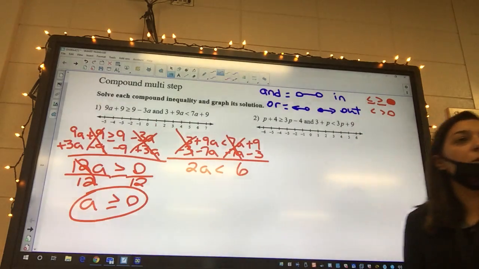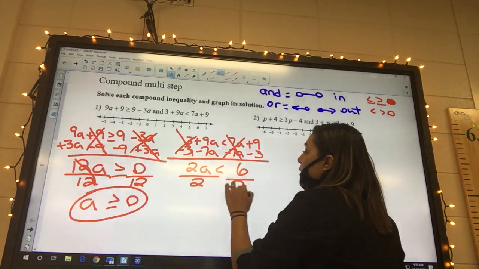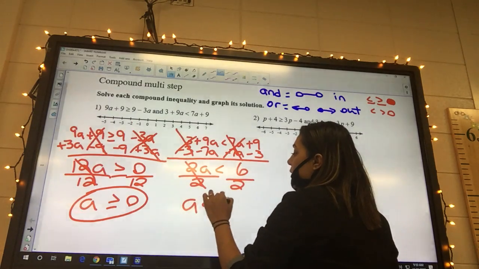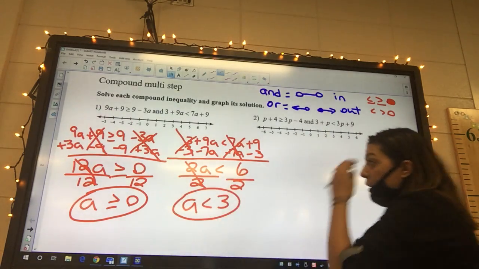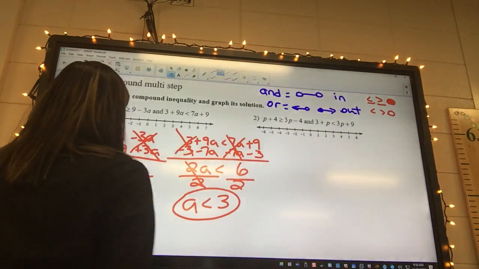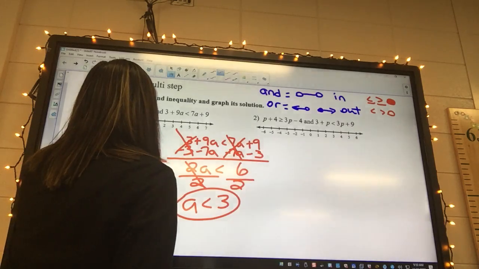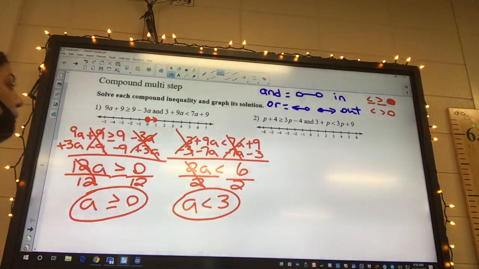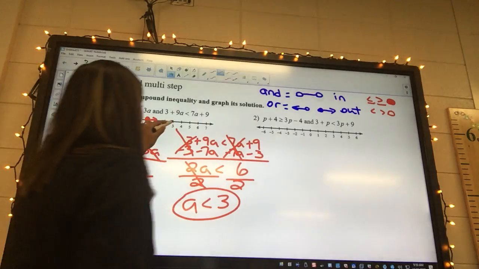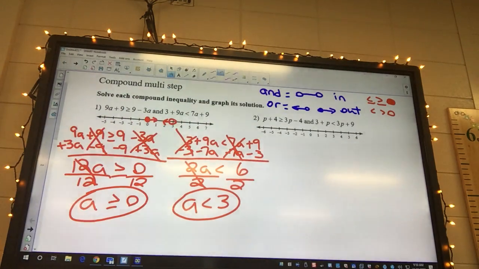And what's my last step going to be? Divide by 2. A is less than 3. Now we're ready to graph. So at the 0, should it be open or closed? Closed, pointed to the right. And what about the 3? Number 3, open, point to the left. Does our picture look like an and? No.